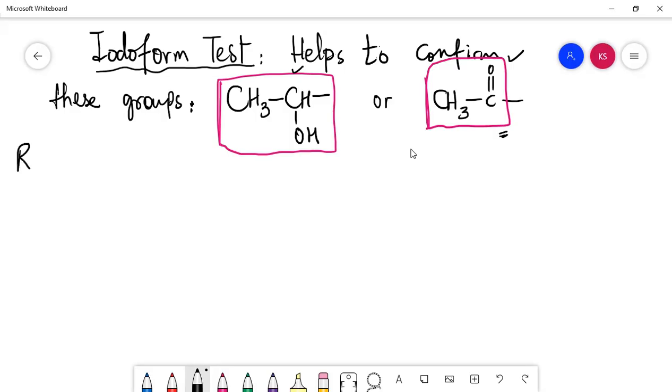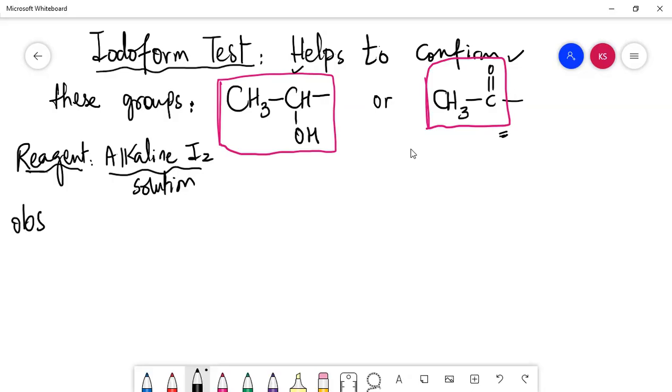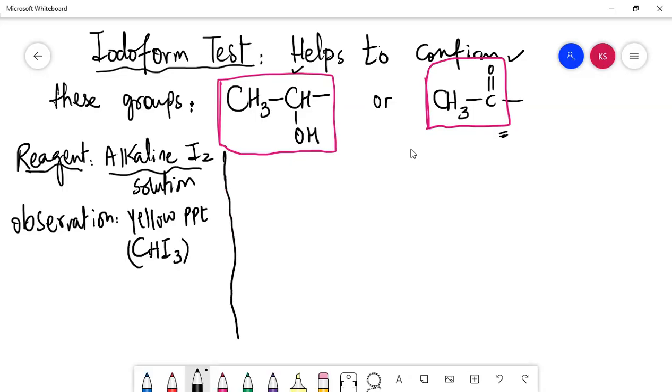The reagent that we use in the iodoform test is alkaline iodine solution. Alkaline iodine. That is the reagent. And the observation in this reaction would be yellow ppt of CHI3. CHI3 is like iodoform, triiodomethane. So this is something that I'll keep written on the screen. So इसलिए इसको मैं side पे लिख रहा हूँ. In examples I'll sort of tell you how the questions are placed.